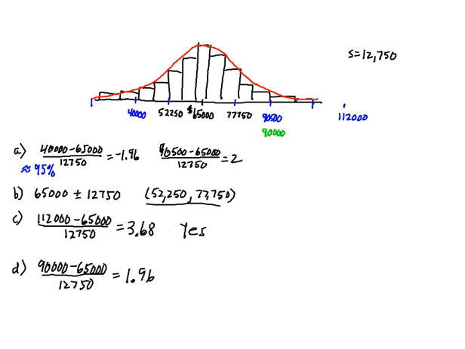Again, we're using the empirical rule. It's pretty much all we've got here. So we can only talk about things that are within 1, 2, and 3. So this is approximately 2. I'm going to go with that.